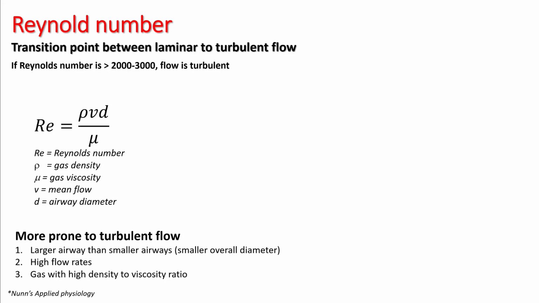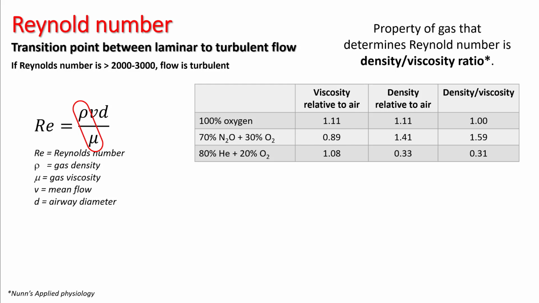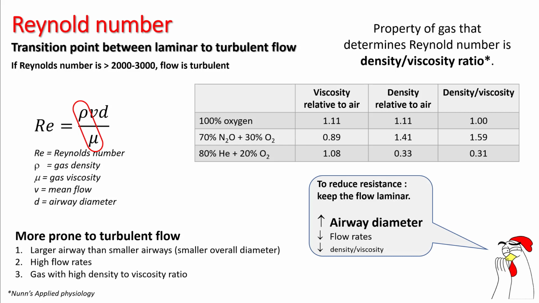So it will be higher for small diameter, higher flow rates, and gas with high density to viscosity ratio. So you can see that heliox has the least density to viscosity ratio, so it reduces Reynolds number, hence it is used for asthma exacerbation. To reduce the resistance, there are only three principles. Make your airway diameter bigger, which is the most important, drop down the flow rates, and decrease the density to viscosity ratio of the gas.